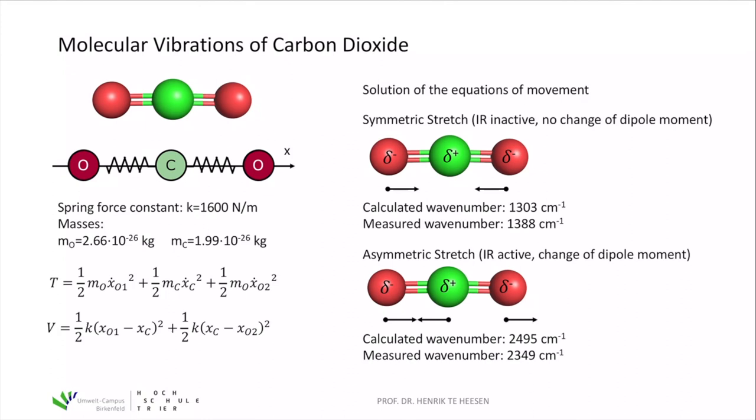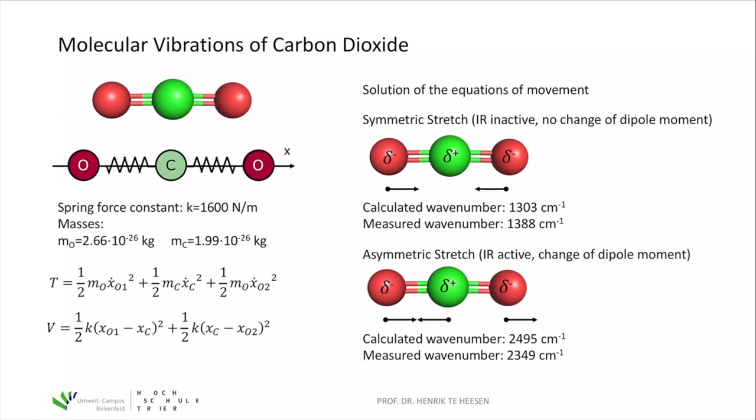What you derive from this model is a calculated wave number of 1,303 1 per centimeter. The measured wave number from experiments is slightly larger, with 1,388 1 per centimeter. But you see that our simplified classical mechanical model gives us a very good approximation of the measurement and helps us to understand what is happening. So you do not need to do quantum mechanics to derive the order of magnitude of our wave number.